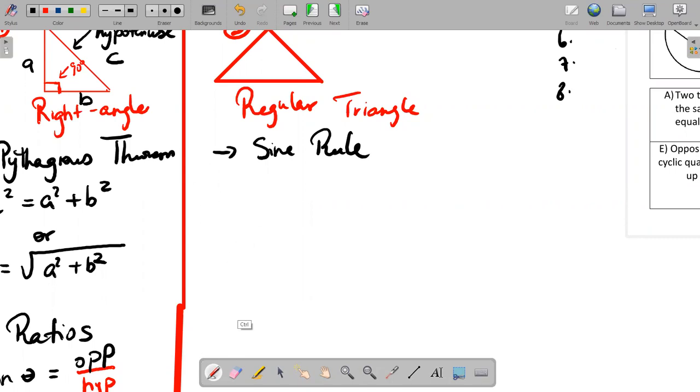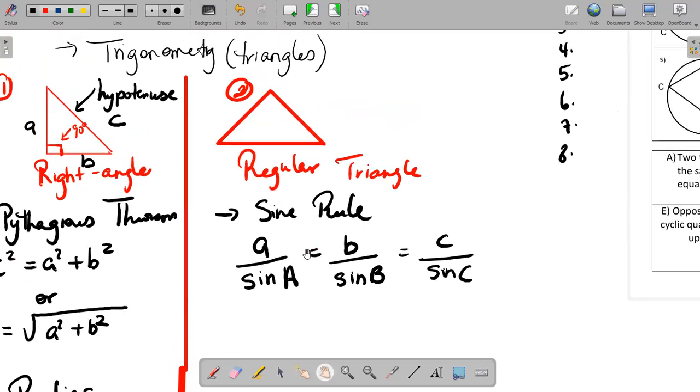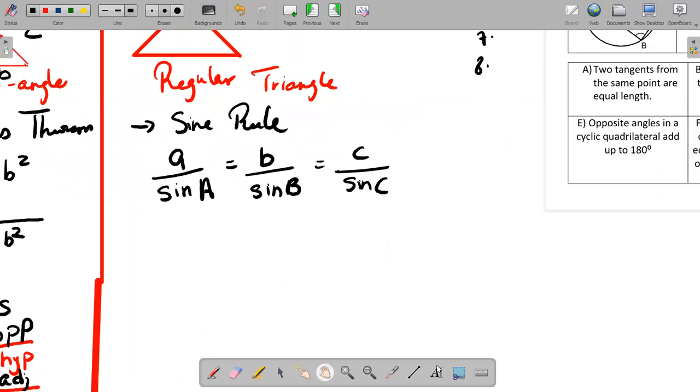The sine rule is simply a over sine A is equal to b over sine B, which is equal to c over sine C. There's two things you need to know: where we get A, B, and C from. So I'm just going to draw a quick triangle to make sure you understand how to find the different sides.